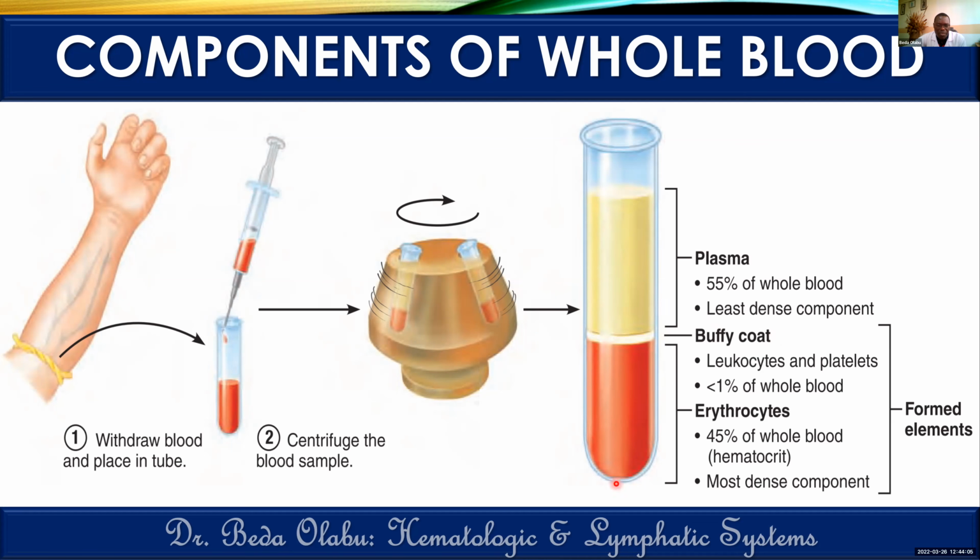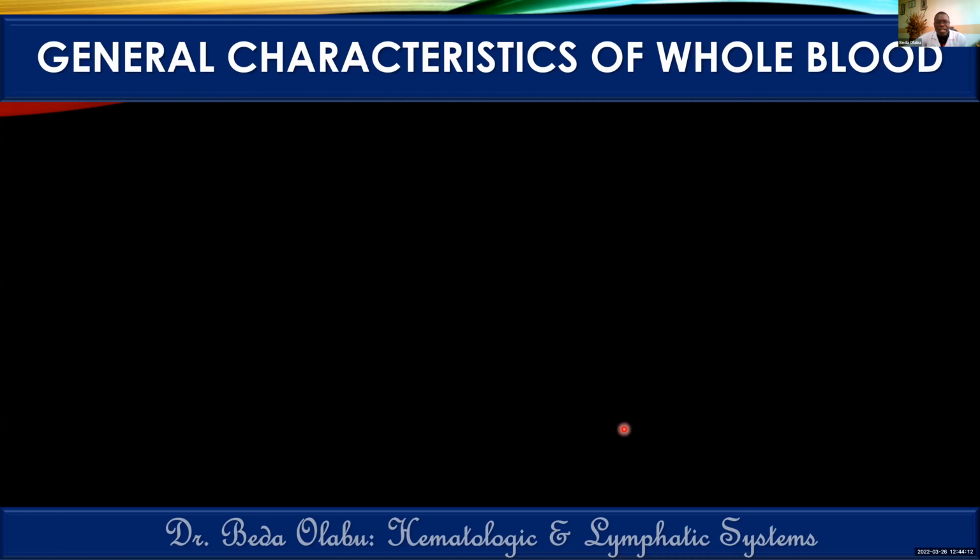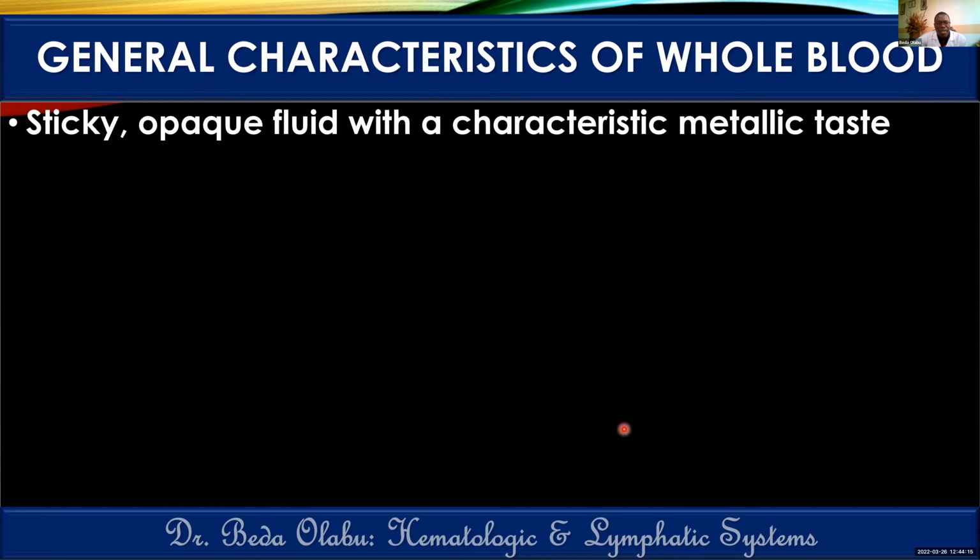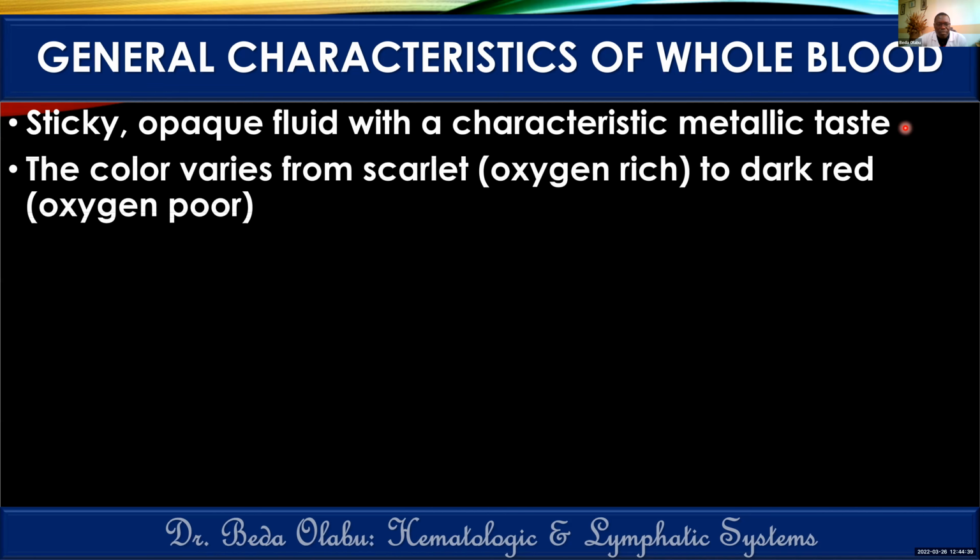So understand that general arrangement of whole blood when blood is allowed to sediment. What are the general characteristics of whole blood? Blood is usually a sticky, opaque fluid. And maybe once in a while, we've all tasted blood. Commonly, as a child, when you cut yourself, you see some blood, and there's that temptation to just put it on your tongue. Blood usually has a characteristic metallic taste.